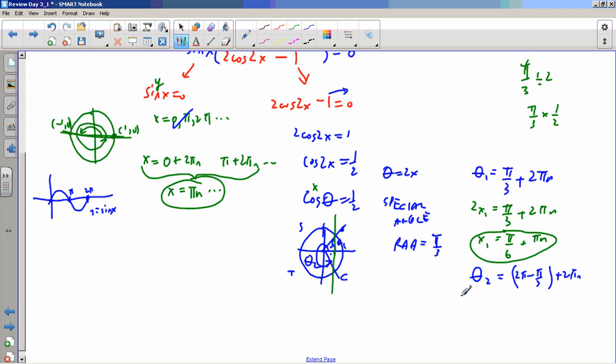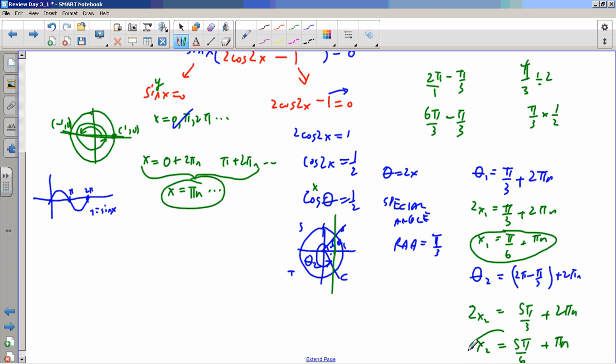And now I'm still working on this one over here. I'm going to call this one 2x2. How does this work? Some of you are getting pretty good that you can actually do this in your head, but I'm going to do this in the margin over here. I need a common denominator. This is 6 pi over 3 minus pi over 3. This is 5 pi over 3 plus 2 pi n. Divide all this by 2, I get 5 pi over 6 plus pi n. And then there's my general solution.